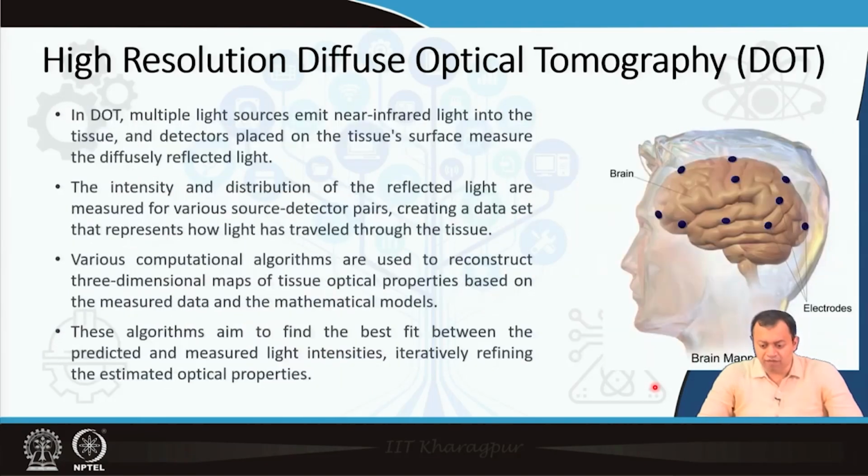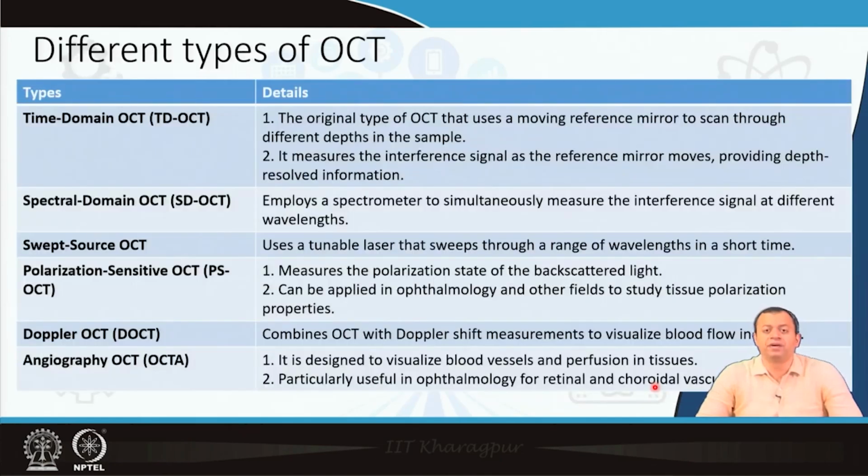Is diffuse optical tomography different from your normal optical coherence tomography? I know this question will come. So, obviously optical coherence tomography is the overall set, DOT is a subset, and there are several different types of OCT. One of them happens to be DOT.